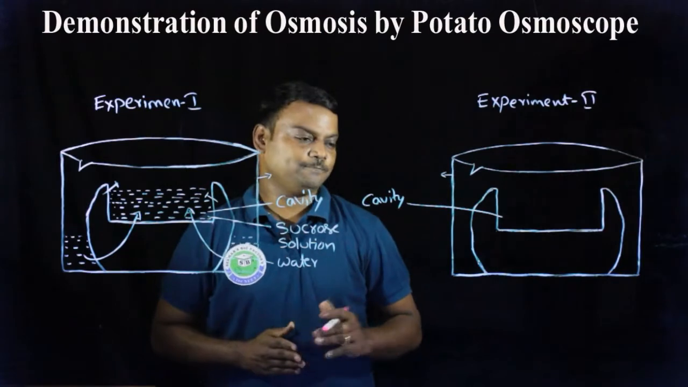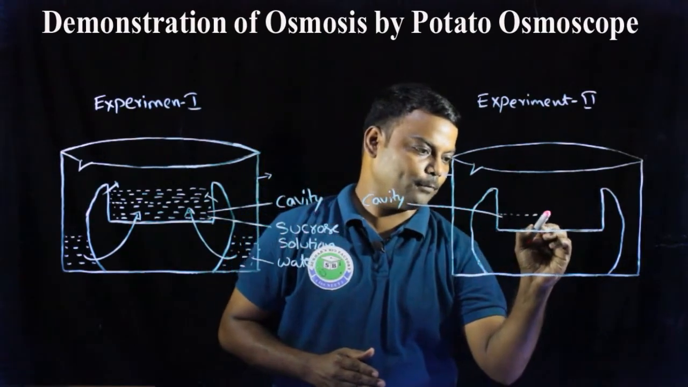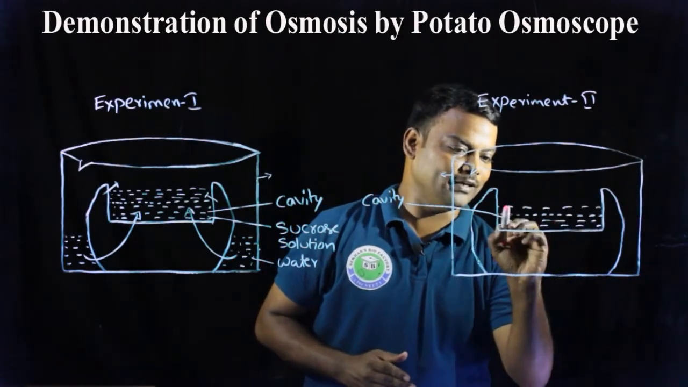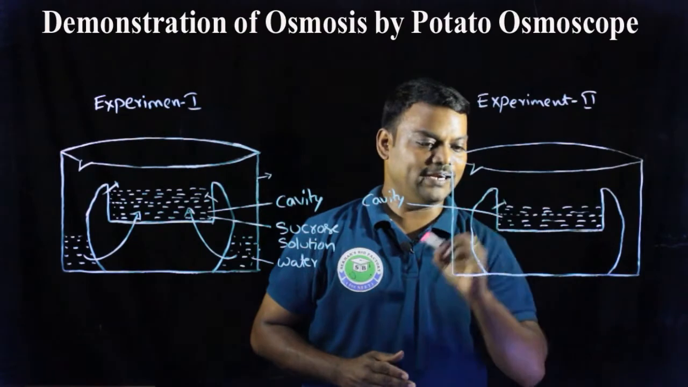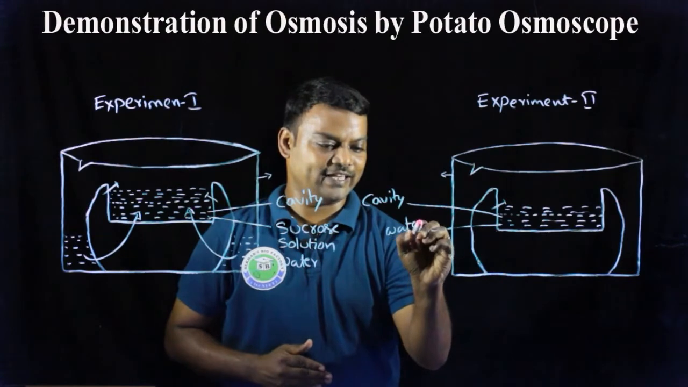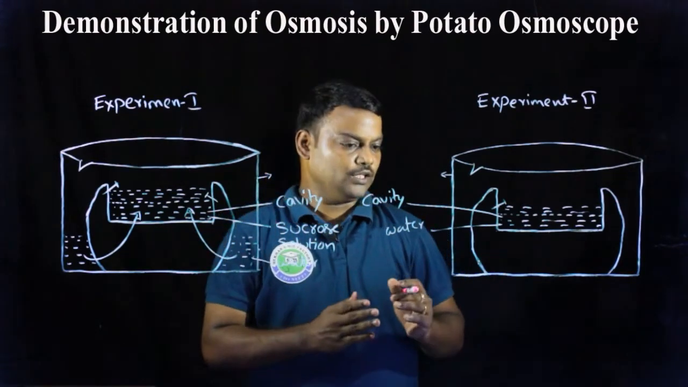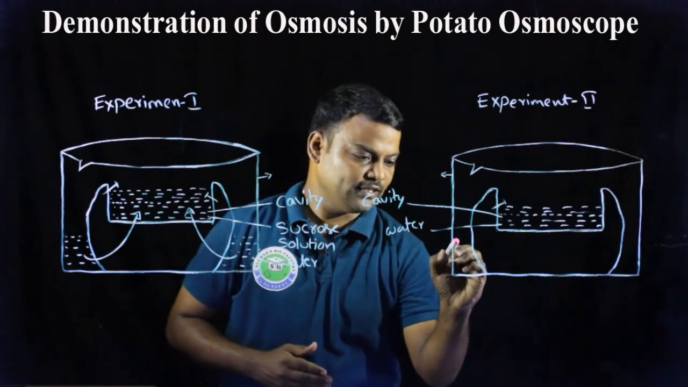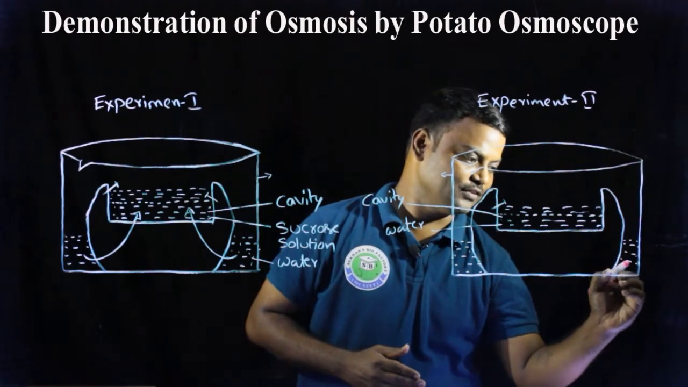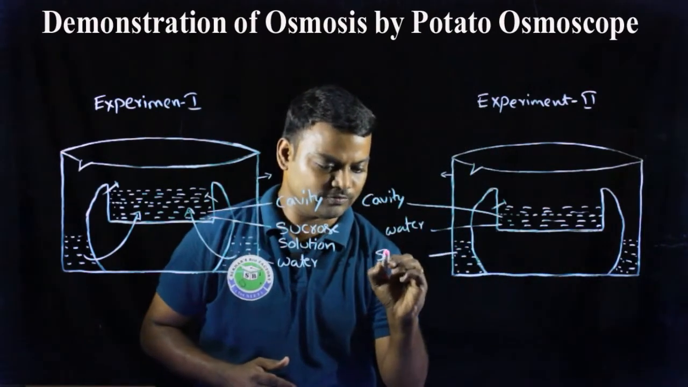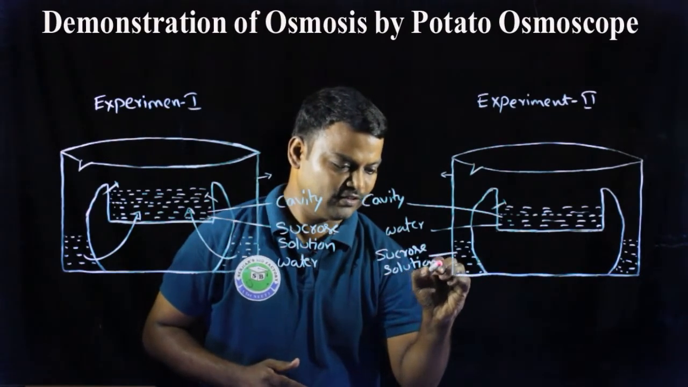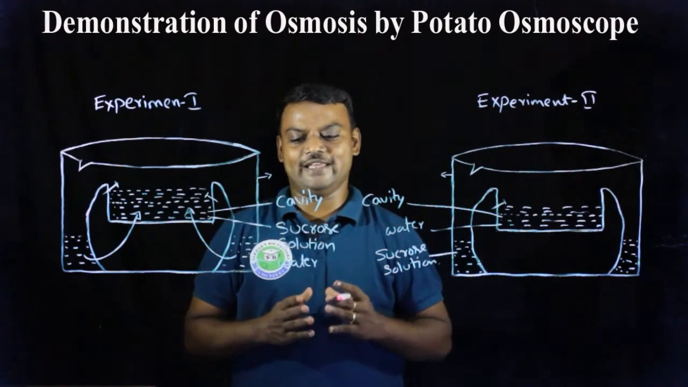In the second experiment, inside the potato tuber cavity, we take water up to a certain level and mark it with a pen. Water is taken inside the cavity. Outside of this potato, the sucrose solution is taken up to a certain level. Here also the concentration gradient is created.